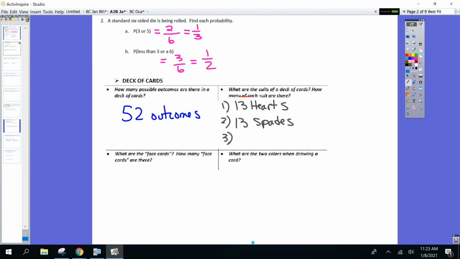Trying to get you guys more confident just to speak up and do your thing here. All right, I'll just take it over. Clubs, 13 clubs, and then 13 diamonds.